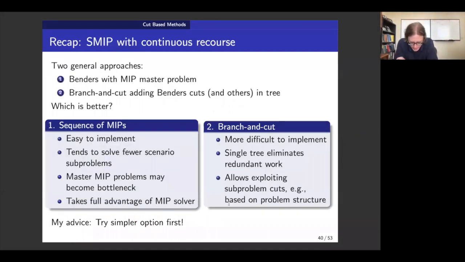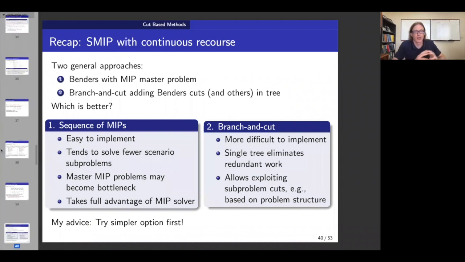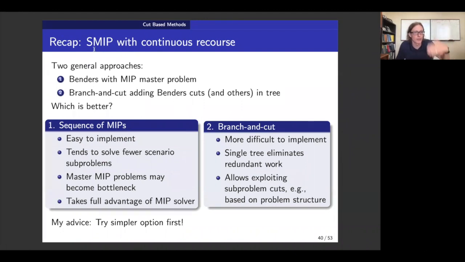Okay, so I'm going to recap here for these problems that have continuous recourse. At least we now have these two options for how to solve them. The first is the Benders approach, where the master problem is itself an integer program, and we just repeat that process. The second option was this branch and cut approach, where we integrated the addition of these Benders cuts, and maybe these other cuts based on integrality, into the branch and bound tree.